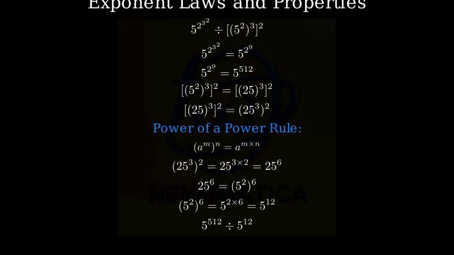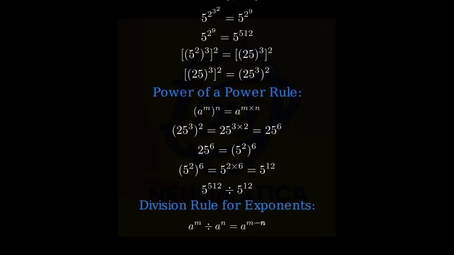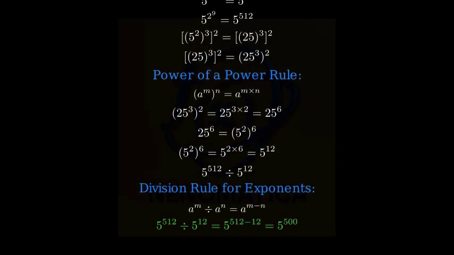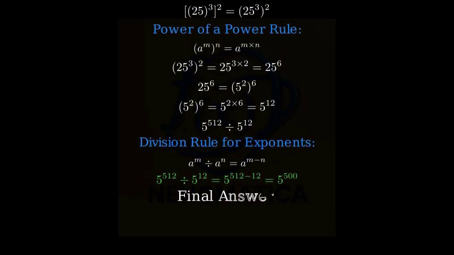So our original problem has now been simplified to 5 to the power of 512 divided by 5 to the power of 12. When dividing powers with the same base, we subtract the exponents. So we have 5 to the power of 512 minus 12, which gives us 5 to the power of 500. Therefore, our final answer is 5 to the power of 500.